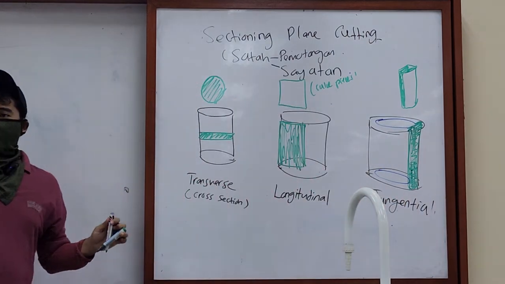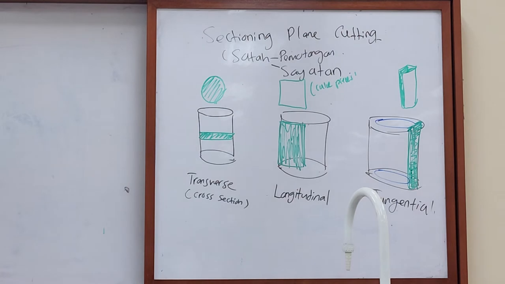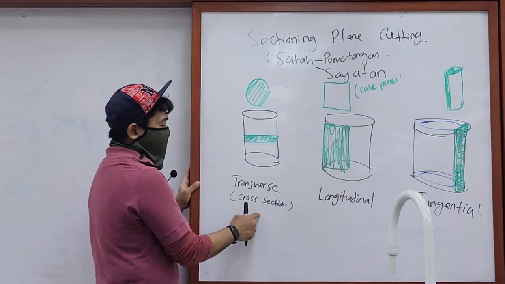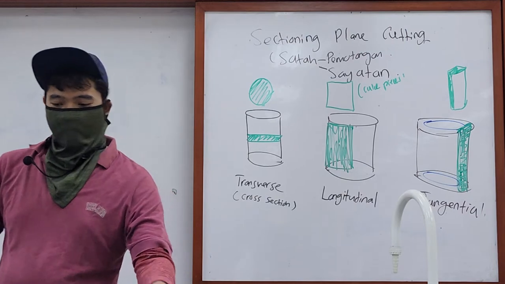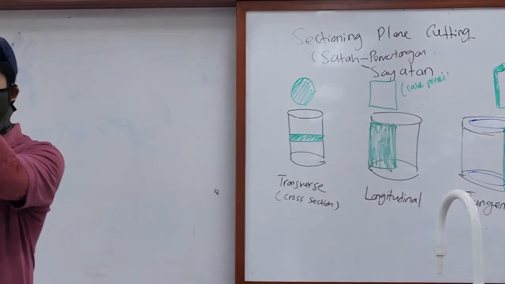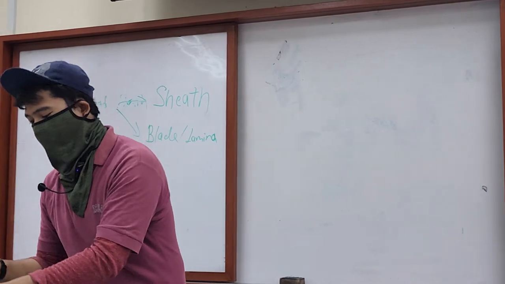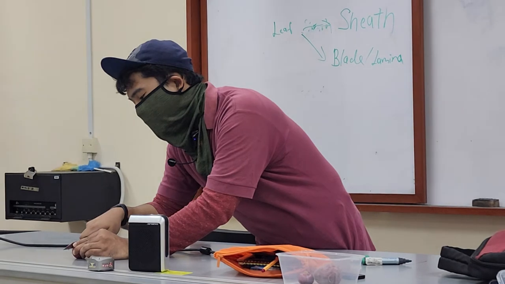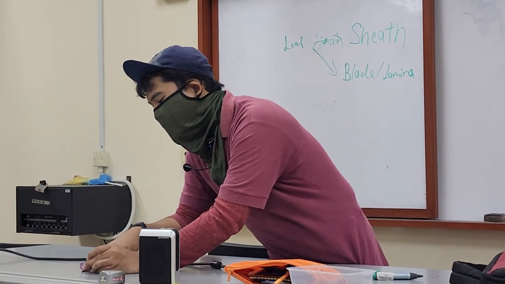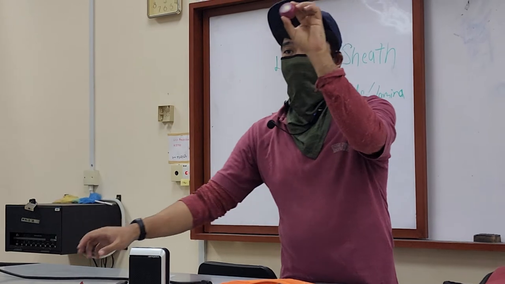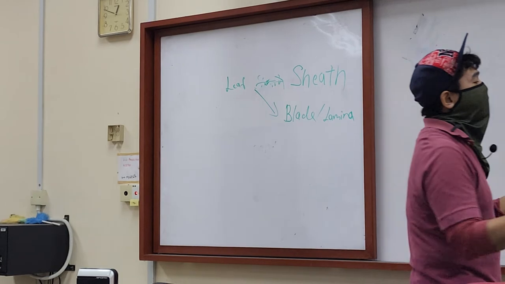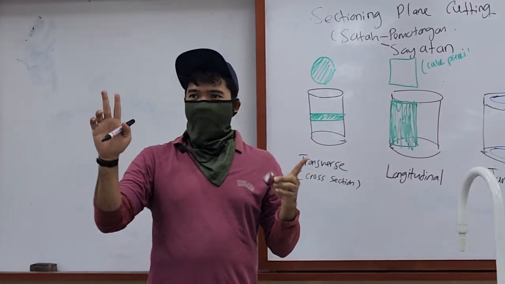Okay, there are three basic sections, planes, when you're dealing with plant, especially now you're dealing with the stem. So there is a transverse cross section. This is, if you have this, your onion here, that would be simply by cut it, the head of it. So you're looking down to it. Cross section.